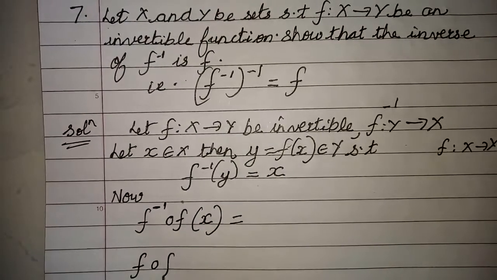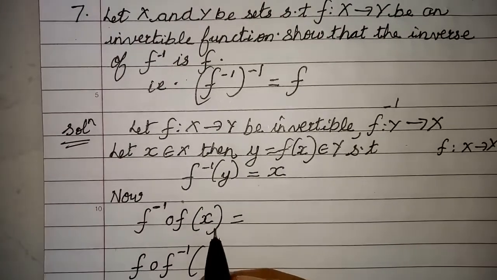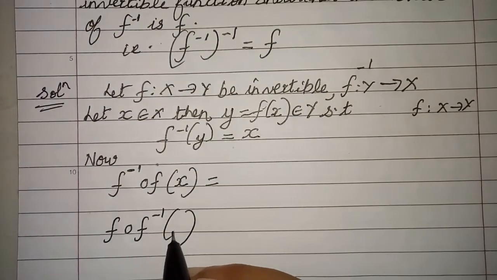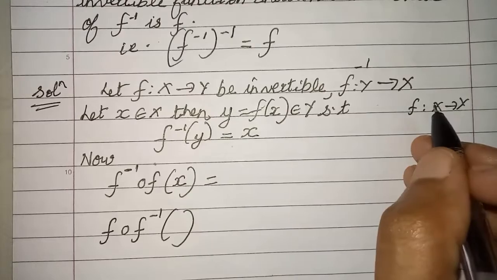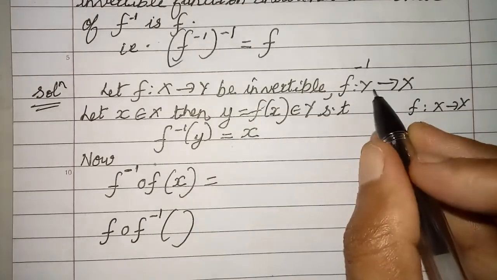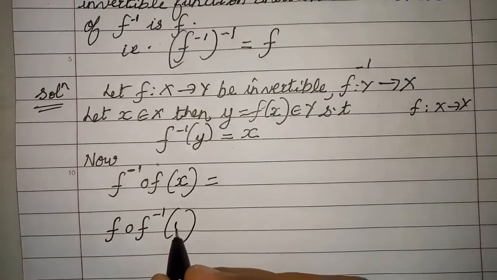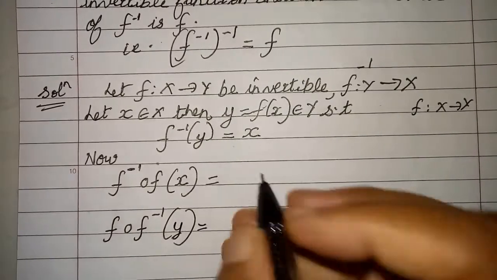Now, what will be f composite f inverse? See, children, you should be very careful. You can't just write X or Y, anything like this. You have to see the composite. So, if you don't know, you can do as I have just done. Now, what is f composite f inverse? It is going from Y to Y. So, it is going to be on Y. Is that clear? Now, apply the definition.